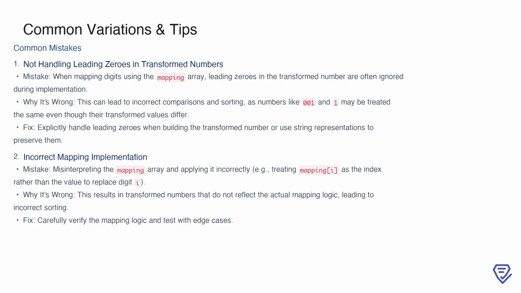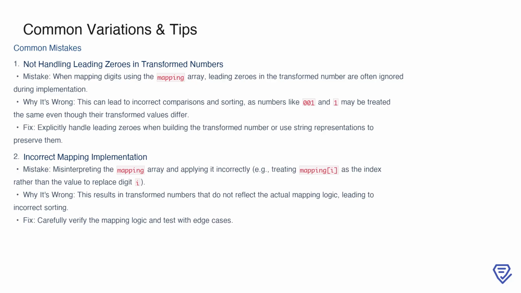For example, when mapping digits using the mapping array, numbers like 0, 0, 1 and 1 might seem equivalent if leading zeros are ignored, but their transformed values could be entirely different. To fix this, you can explicitly handle leading zeros by working with string representations of numbers or ensuring that the transformation logic accounts for them correctly.